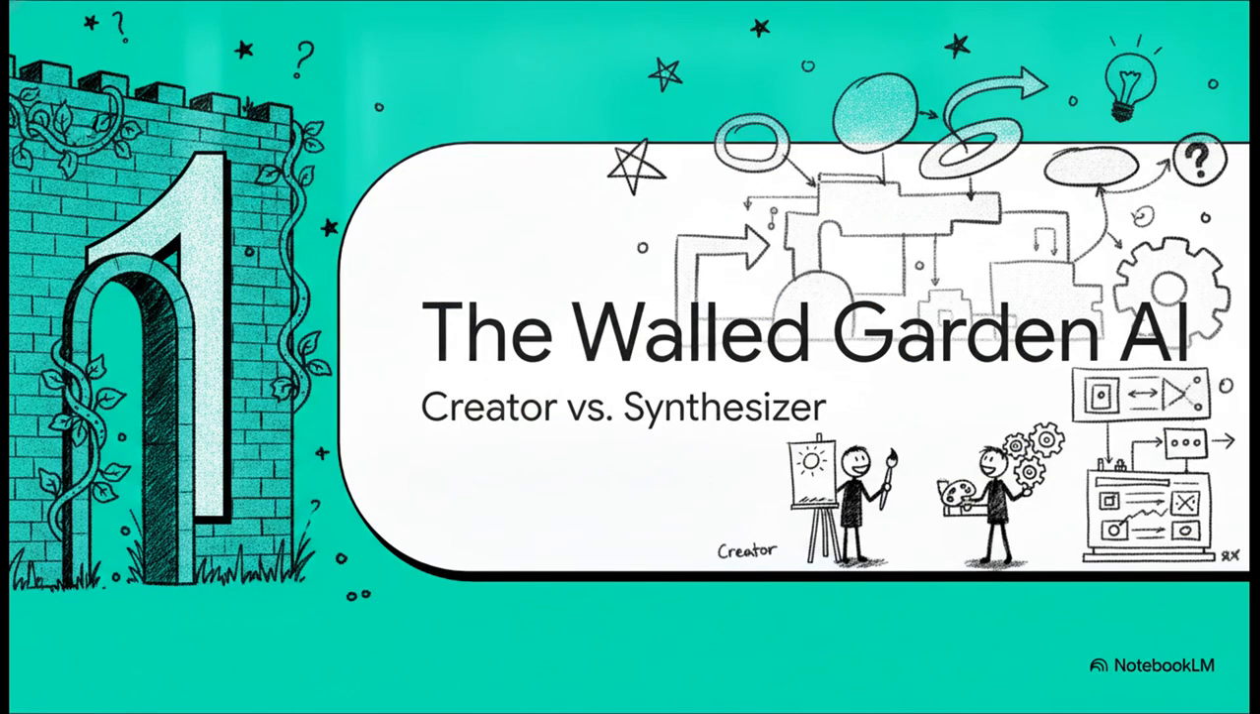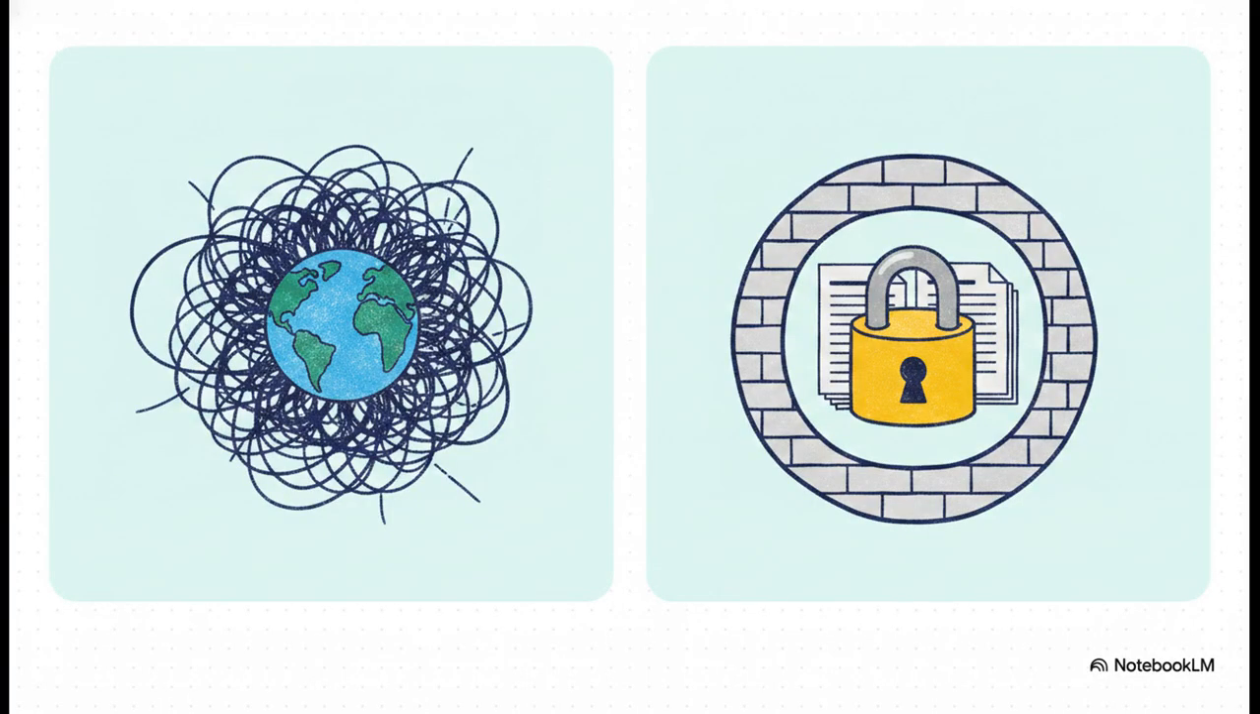All right, let's kick things off with Section 1, the walled garden AI, and the crucial difference between a creator and a synthesizer. There is a massive paradigm shift happening right now in how we interact with artificial intelligence. When you're using general large language models, like your standard ChatGPT, you are essentially talking to a creator. They're trained on the entire web, which makes them fantastic brainstormers. But because they pull from everywhere at once, they're highly prone to hallucination.